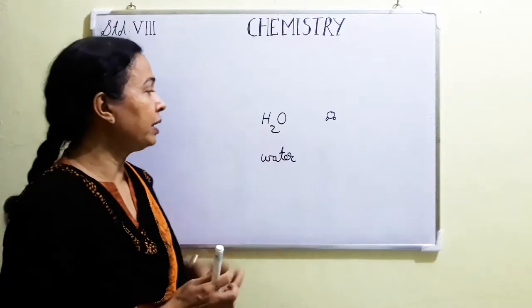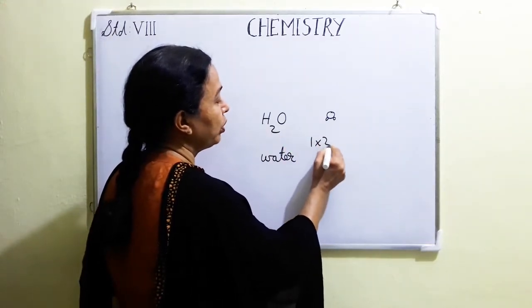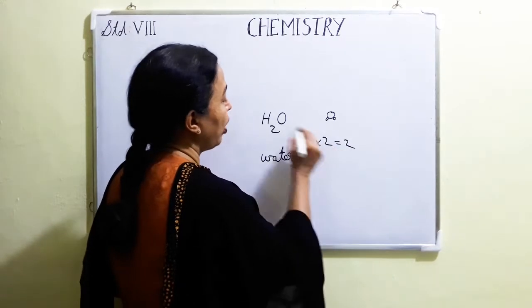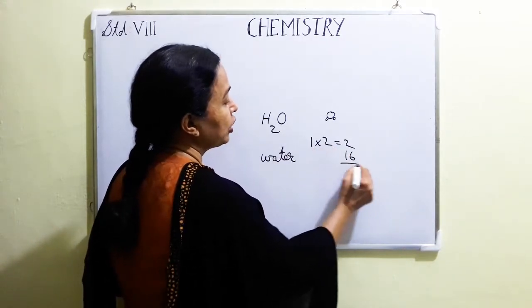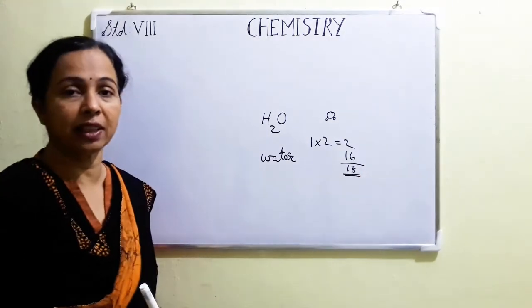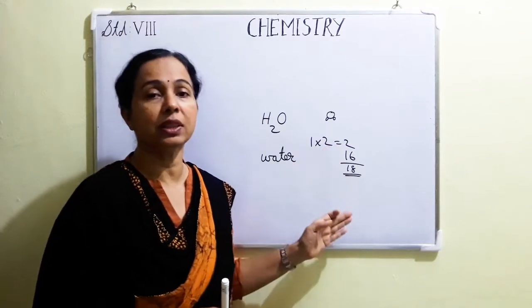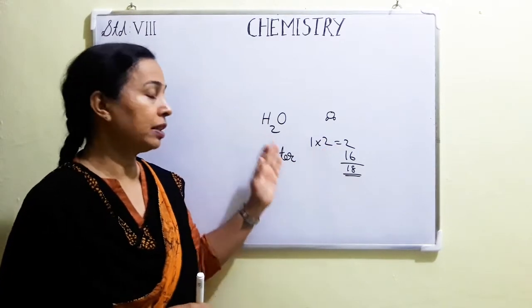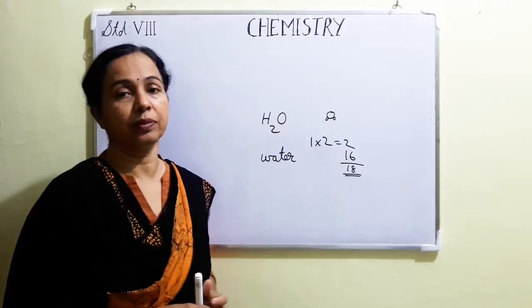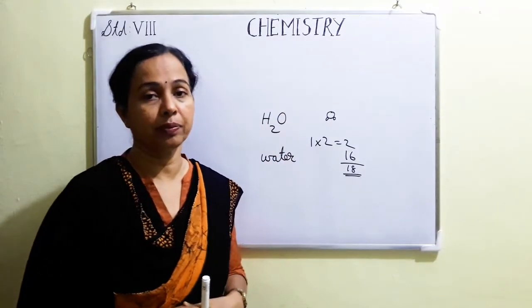Okay. For example, in this case, hydrogen atom's atomic mass is 1. So there are two hydrogen atoms, 1 into 2 equal to 2. Oxygen atom's atomic mass is 16. So when you add this together, we will get the molecular mass of water. It is 18. But instead of that, if you write water, we will not get any of these concepts from that word water. When we use formula only, we will get all these ideas from that.